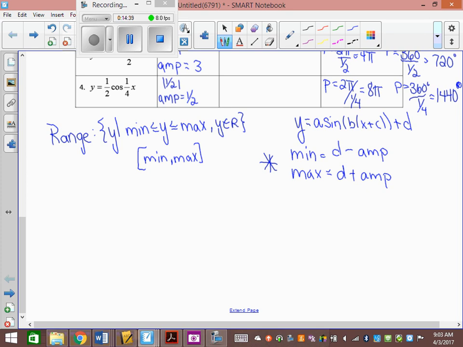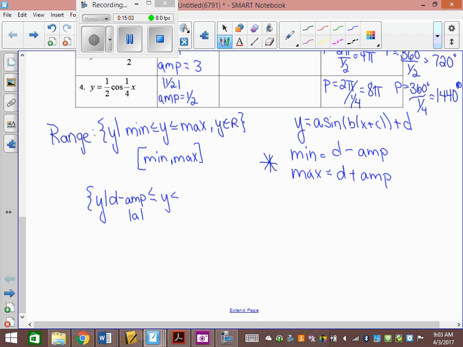Some people want to use the a value. Amplitude is always the absolute value of that. So if your a value is negative, it doesn't matter. You have to use the positive of it in order to do this. Okay? So another way to rewrite my range, if I wanted to, is I could say y such that d minus my amplitude. Another way of saying amplitude is absolute value of a, correct? That's the amplitude as well. So sometimes they do that. Is less than or equal to y is less than or equal to d plus my amplitude, or absolute value of a, they could write it, yeah.